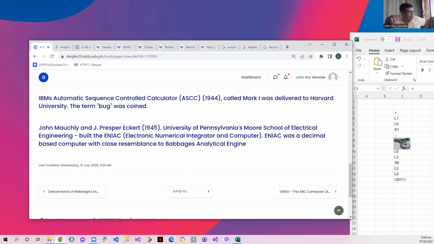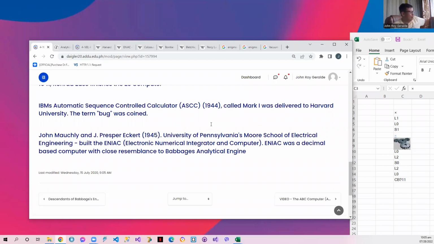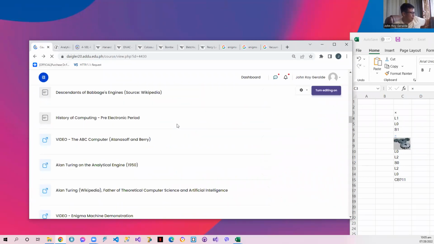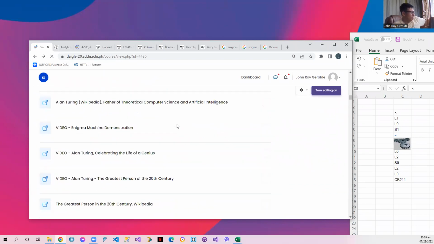ENIAC was invented by John Mauchly and J. Presper Eckert at the University of Pennsylvania's Moore School of Electrical Engineering. ENIAC stands for Electronic Numerical Integrator and Calculator. It was a decimal computer with a close resemblance to the analytical engine. We will not program this, but we will look at the design, just to show the evolution.